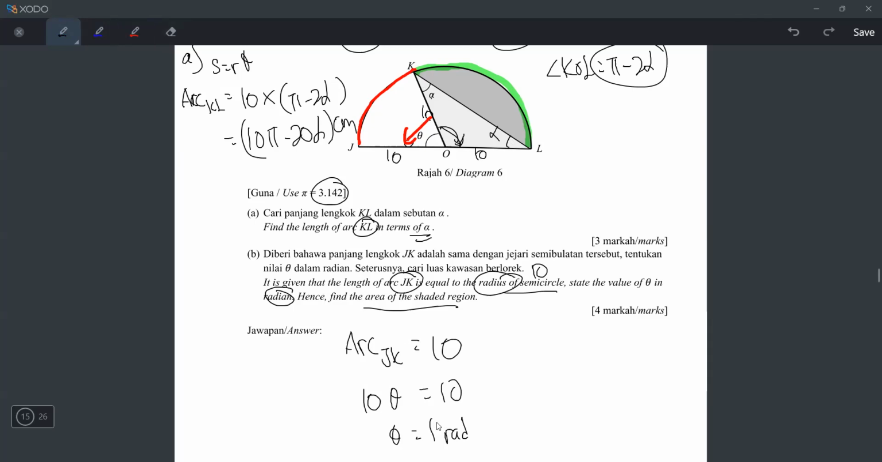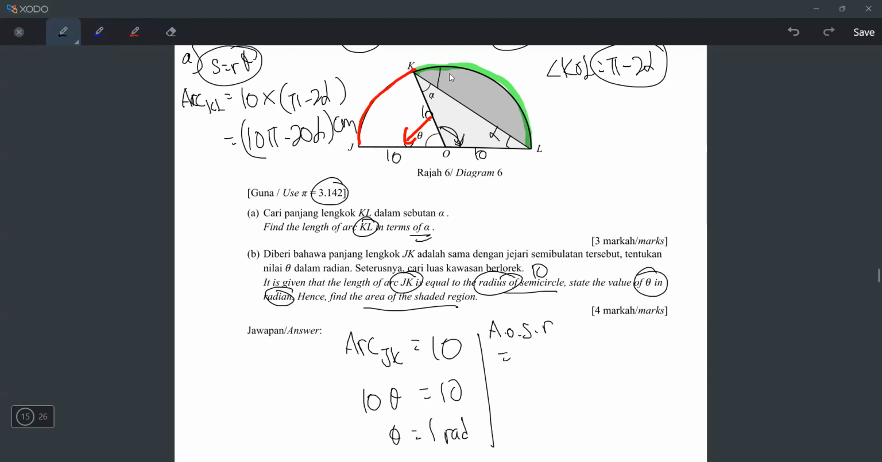And how do I know this is in radian, not degree? Well, because you're using this formula, the theta automatically comes out in radian. You don't have to worry about changing it to radian anymore. So definitely the answer is already in radian. So that's the answer. So state the value of theta. But they also say, hence find the area of shaded region. So area of shaded region.